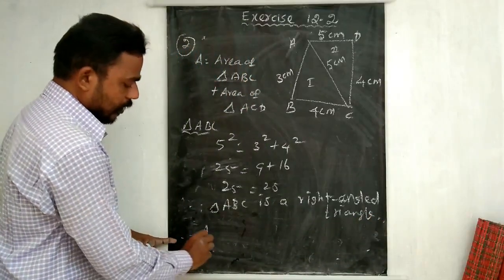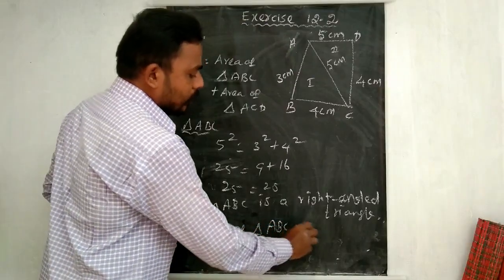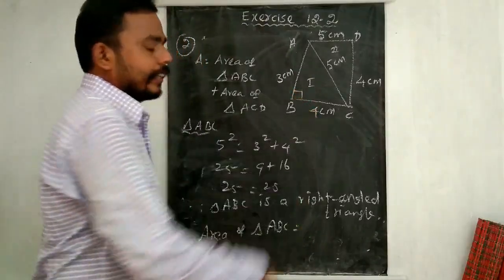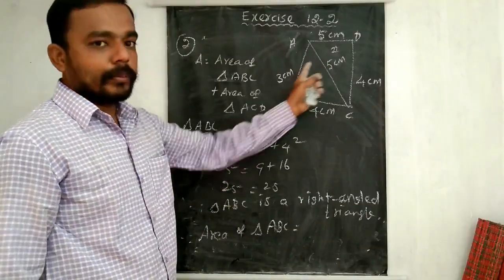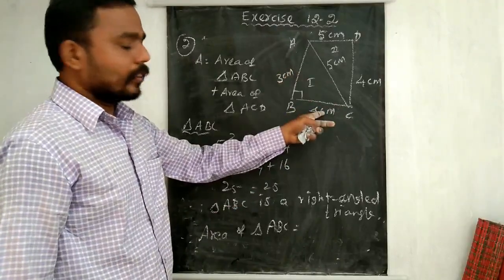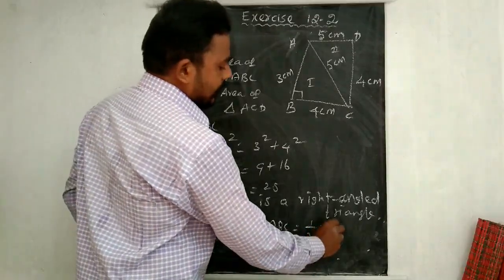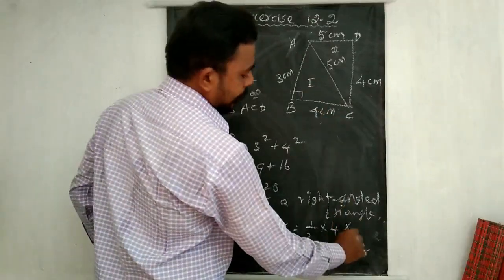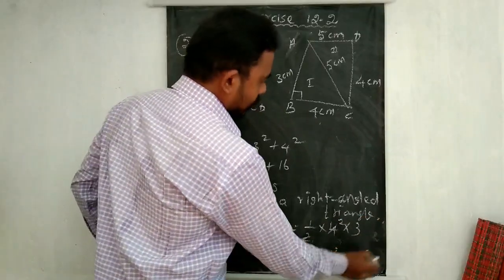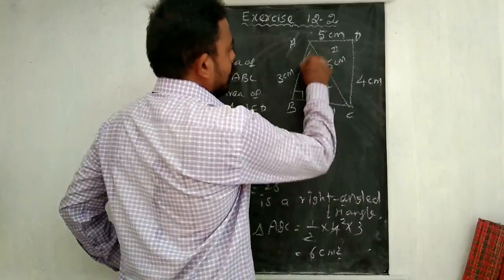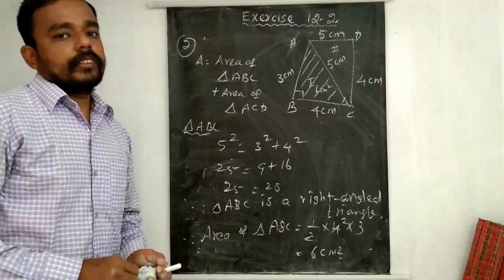So the area of triangle ABC: it's a right angle triangle, with the right angle at B, because the 5 is the hypotenuse and the other sides are not. So one by two times base times height, base 4 centimeters, height 3 centimeters. Two 3s are 6, so the area is 6 square centimeters. Now we need to find the other area using Heron's formula.